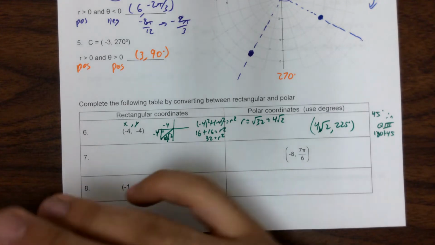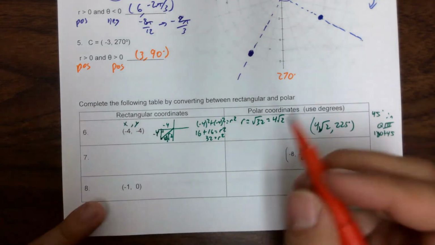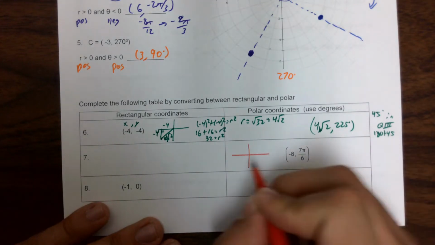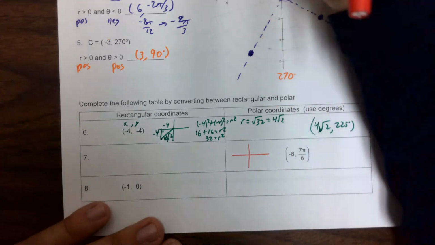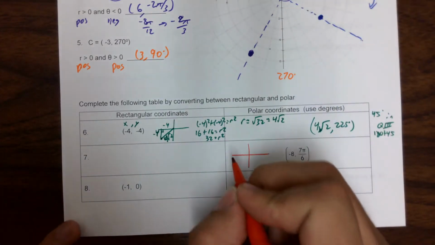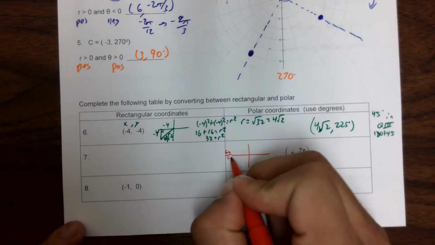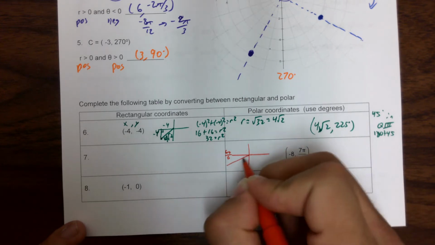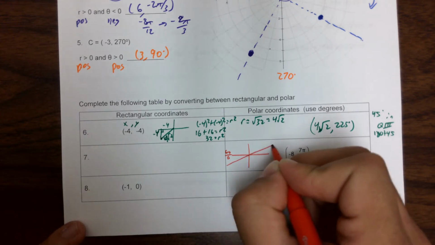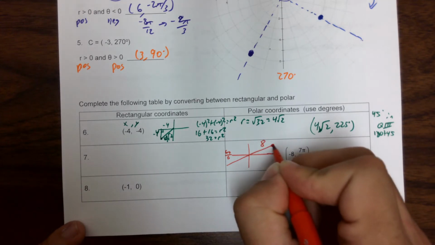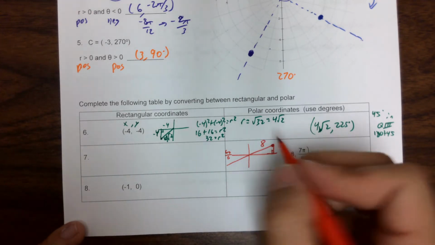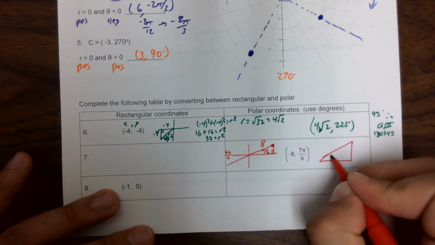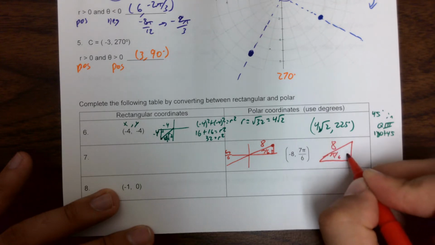For number 7, they give it to us in polar. Let me draw my axes. So 7 pi over 6, that's just past pi. This would be 6 pi over 6. So I'm a little bit open. However, my radius is negative, so instead of coming out this way, I'm actually going to come out this way. Drawing my triangle. The nice thing is it's still going to be the same reference angle, which is pi over 6. So a pi over 6 with a radius of 8.